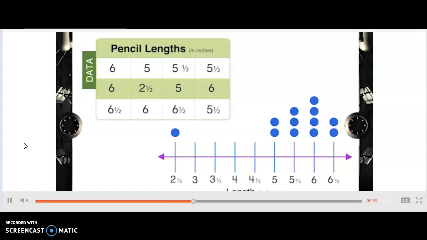What was the most common pencil length? 6 inches, because there are 4 dots above the 6.